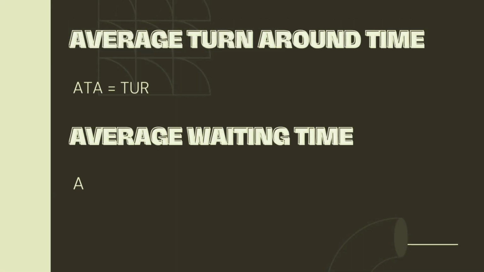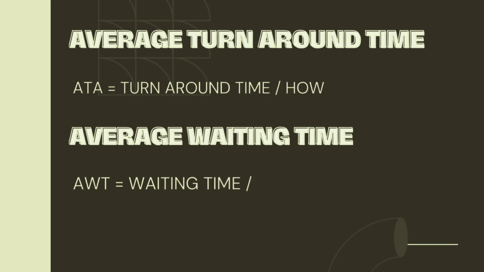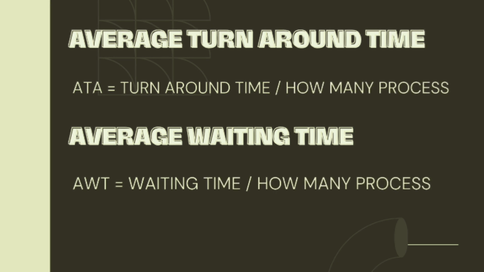This is the formula for average turnaround time. We need to get the calculated turnaround time, and after that, we will divide it by how many processes we had. The formula for the average waiting time. We need to get the calculated waiting time, and after that, we will divide it by how many processes we had.